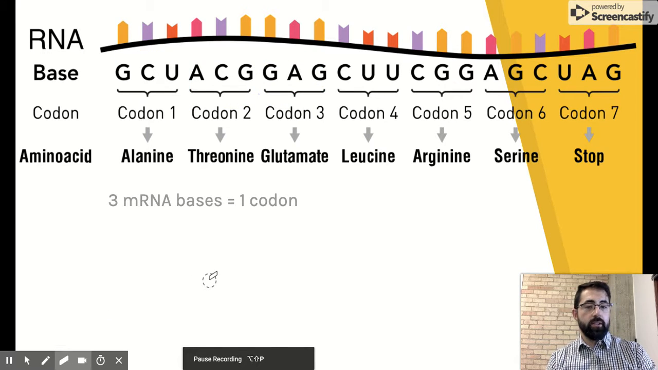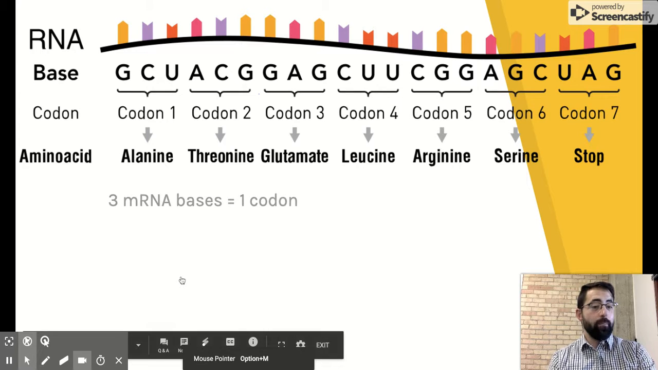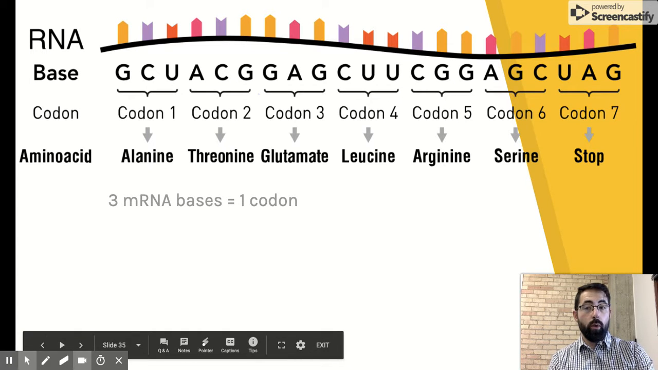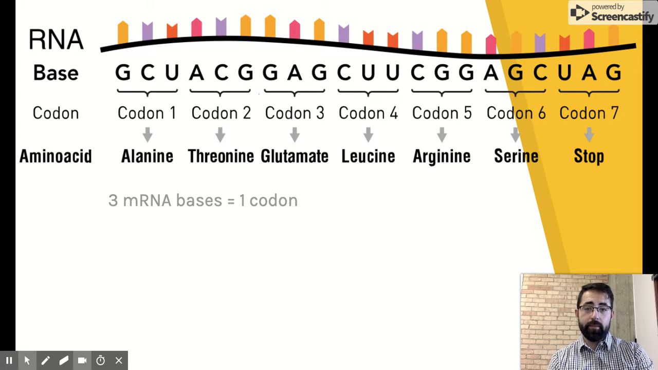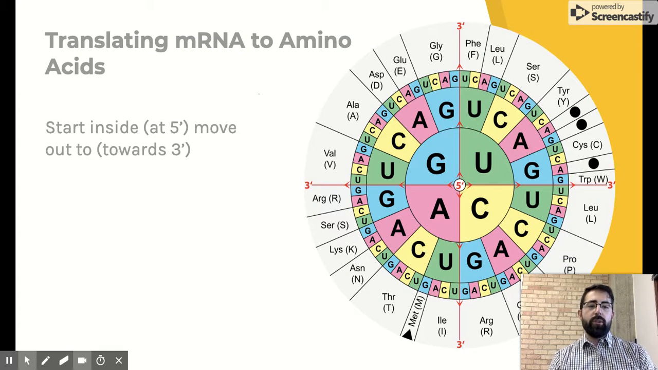All right, so once we have that in place, every 3 bases equals 1 codon. 1 codon equals 1 amino acid. A bunch of amino acids make a protein. So how do we translate mRNA to amino acids? There are several ways to read this. I found the circle chart to be the most user-friendly, so I'll try to have handouts ready for when we do need it, or you can always Google mRNA to amino acids, and it'll give you something like this.